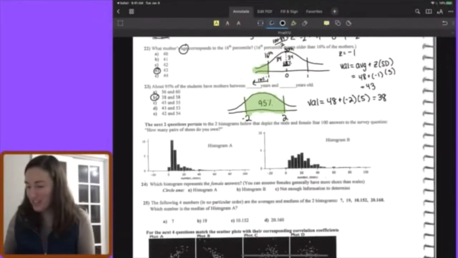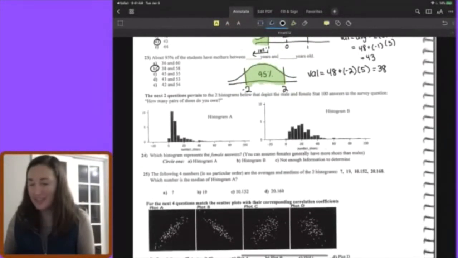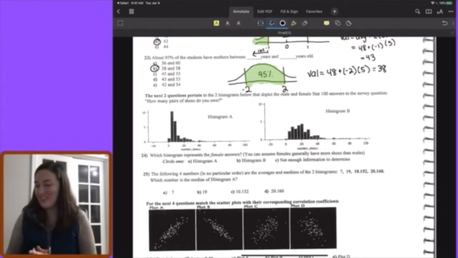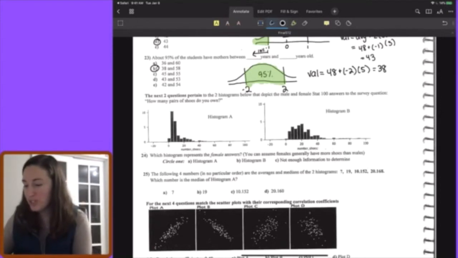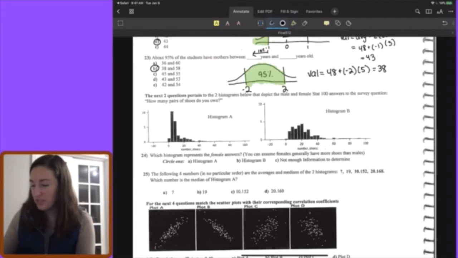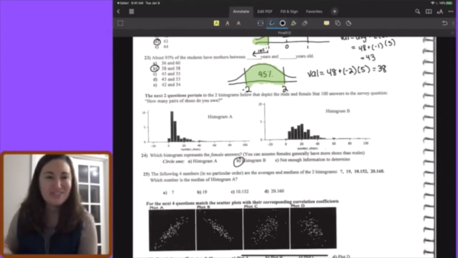All right, it looks like exam 1 is close to done for this final. I guess 2 more questions about histograms. This was, how many pairs of shoes do you own? It looks like histogram A and B were for male and female answers. Which histogram represents the female answers? You can assume females have more shoes than males. If I'm looking at this, it looks like B definitely has a range from 0 to close to 100, whereas histogram A is like 0 to 40.